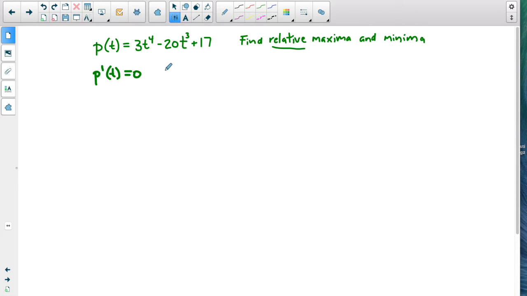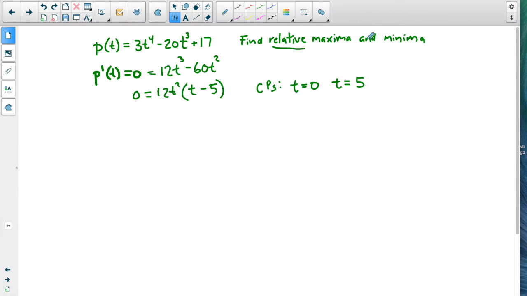Okay, so the first derivative, which we're going to set equal to 0, is 12t cubed minus 60t squared. And we're going to factor that. We're going to GCF out 12t squared, and that's going to leave us with t minus 5. So our CPs, and this is no different right now than the first derivative test, are t equals 0 and t equals 5. So we have two potential relative maxes or mins.